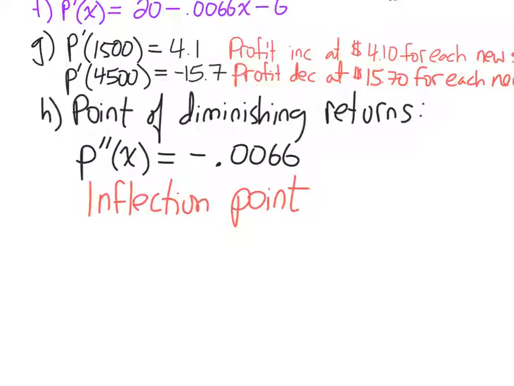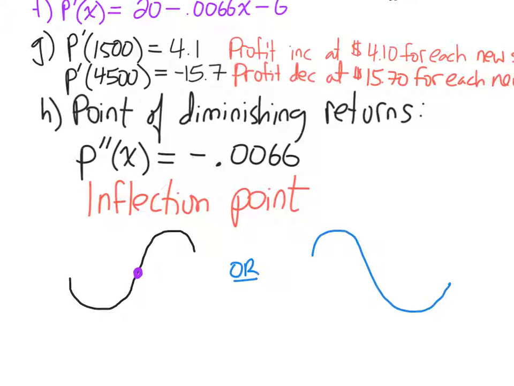And let me just diagram that out for you. So let's say you have something that has a minimum point and it transitions to a maximum point, or a maximum point transitioning to a minimum point. The inflection point would be the transition. That moment in time.